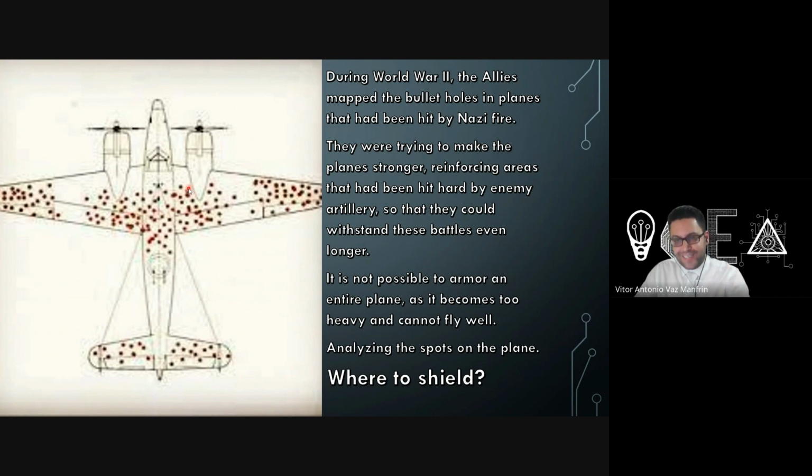Because the airplanes that returned from the battles were the airplanes that had these bullet marks, these bullet holes. But the airplanes that received bullets and fire in the motor area or the pilot area or in this part at the end of the airplane didn't return. It means the most important data is not what we see, but what is missing information, okay? That's the better place to armor our airplane. It's here and here, okay?